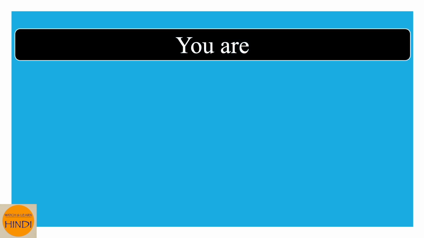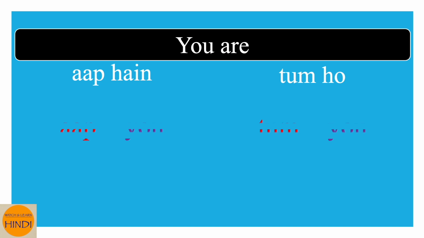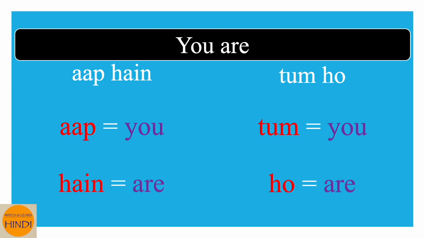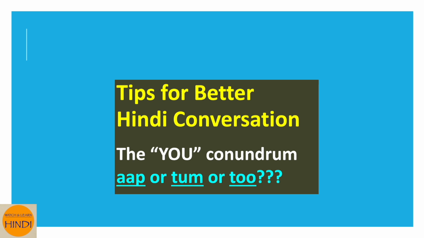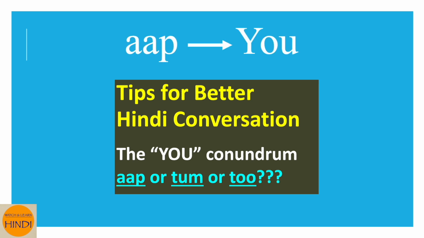Here is a simple example. You are, which can be aap hain or tum ho. Now aap and tum are you, but the r in you are corresponds to either hain or ho, depending on which you is being used, aap or tum. If you want to understand how to use aap, tum and tu in detail, I have posted a video explaining this, the you conundrum. The link is in the description, but for this video, I will use aap for you.